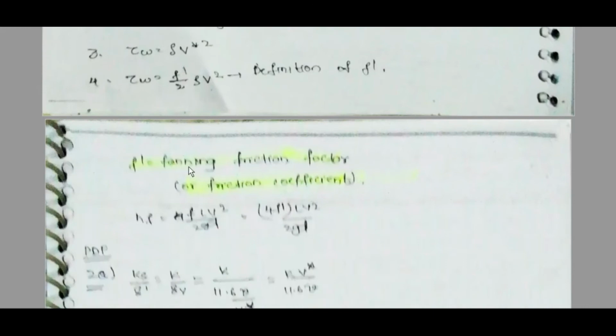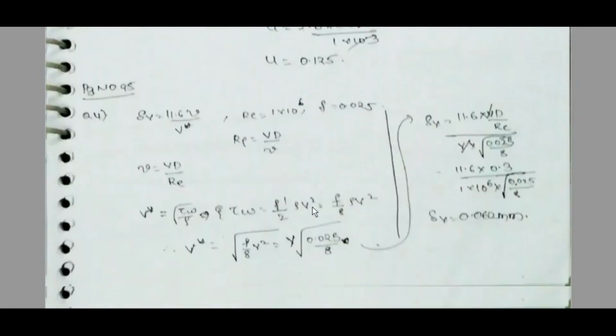Definition of f prime. F prime is equal to fanning friction factor or friction coefficient. Hf is equal to fl v square by 2 gd, which is equal to 4 f prime lv square by 2 gd.